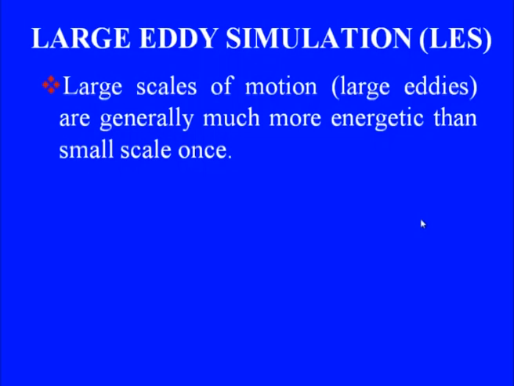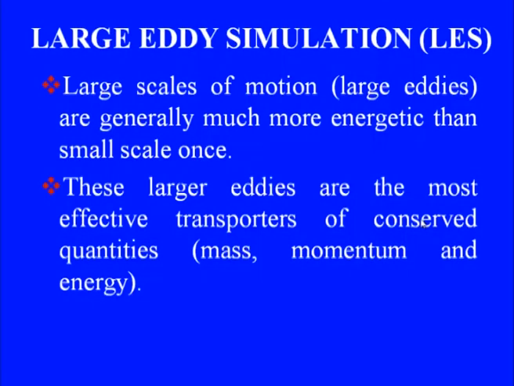Next, let us move on to large eddy simulation, which is now picking up in industrial CFD analysis. So, what is the basis? Let us have a look at what we had learned earlier in discussions on turbulent flows, where we observed that large scale motions, which we call large eddies, are much more energetic than small scale eddies. And what is the consequence? It is the larger eddies which are the most effective transporters of the conserved quantities, that is, they are the ones who transport mass, momentum and energy. They are largely anisotropic, and these are the ones which we need to resolve accurately in our flow simulations.